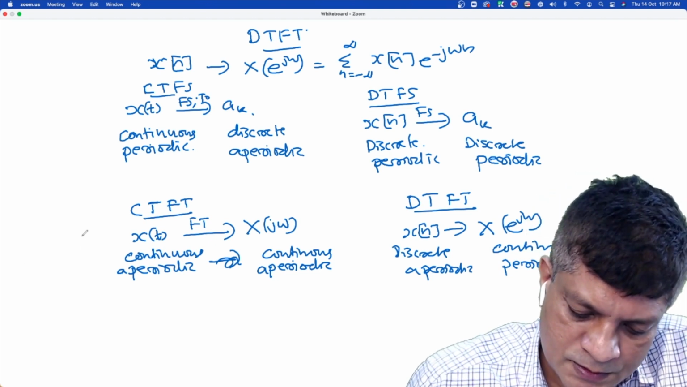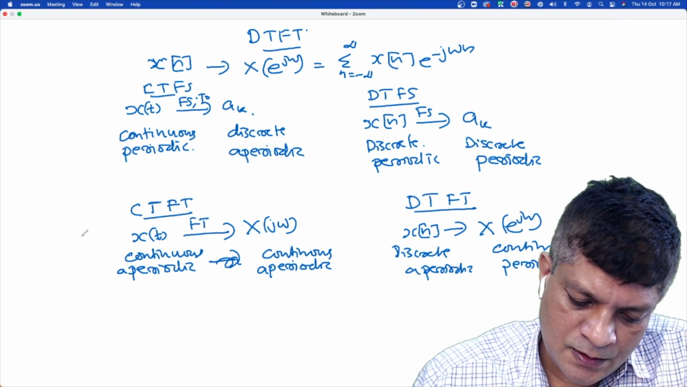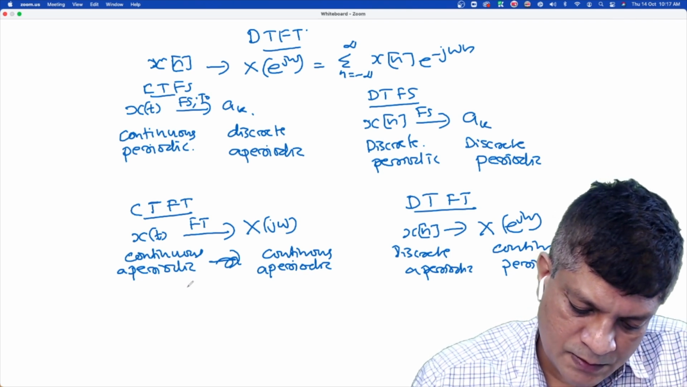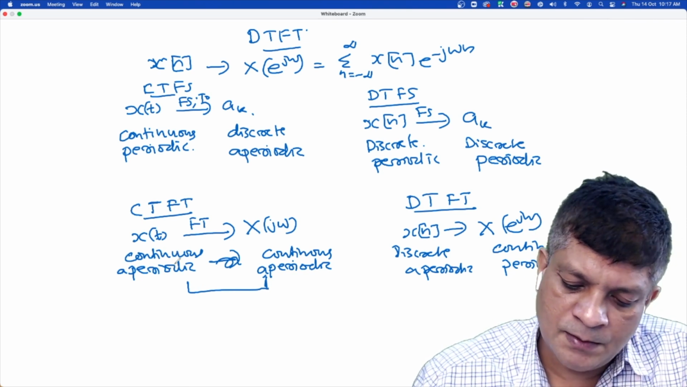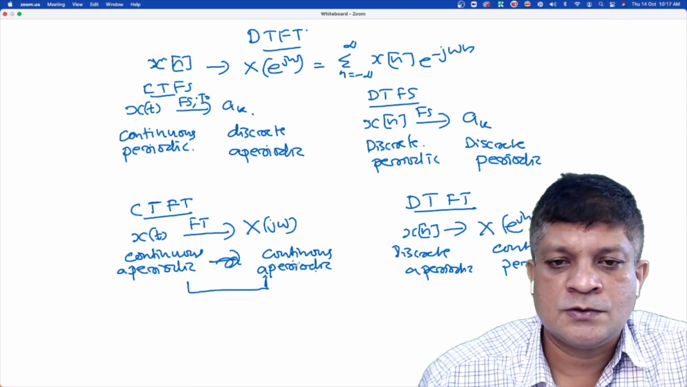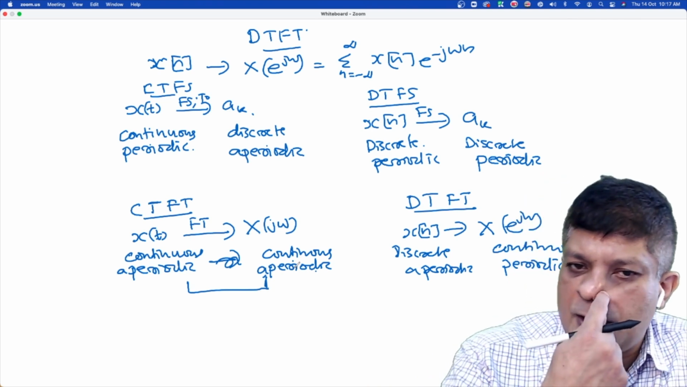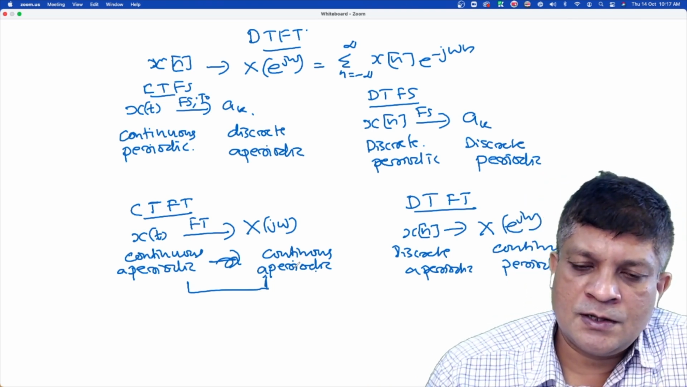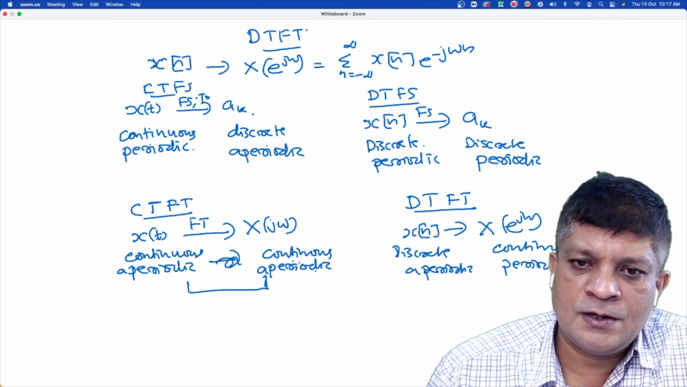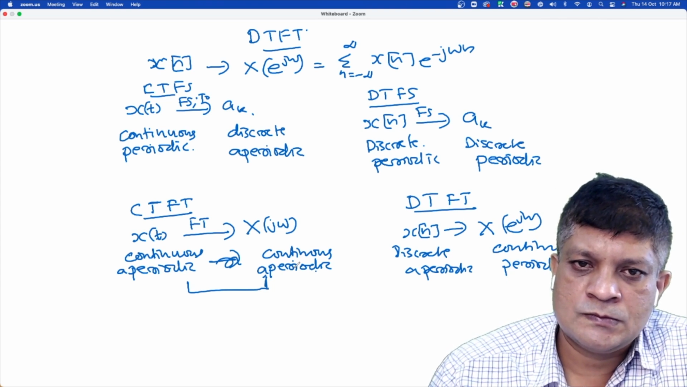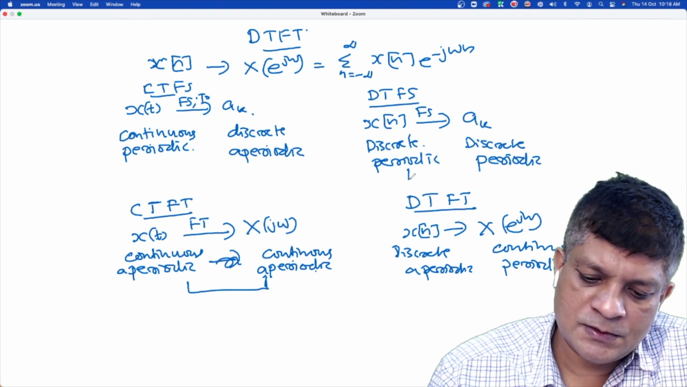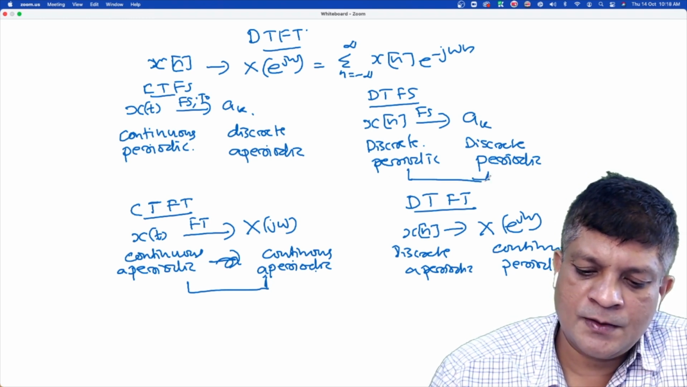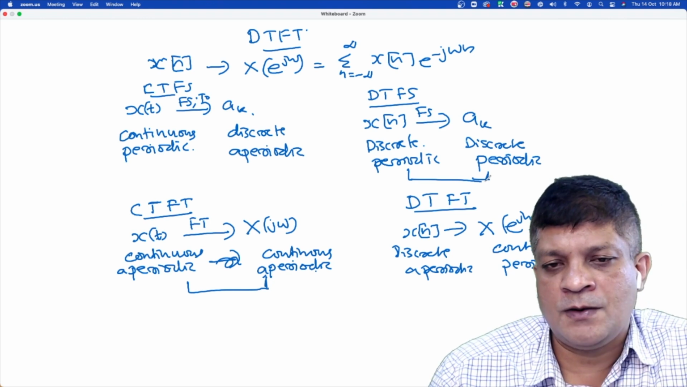Now we already discussed a duality. Which duality have we discussed? There is a duality here: continuous aperiodic, continuous aperiodic. So we have already discussed that duality. Is there any other? Can you identify any other duality here? The DTFS. There is a duality here. So I'm just stating that duality.